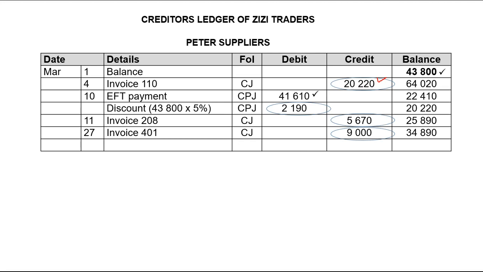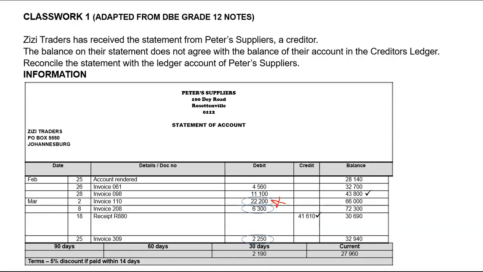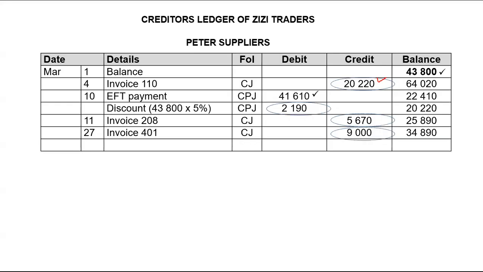And let me see what we have in our books. This is what actually we have in our books, right? I'm just going to check what they have in their books. And according to this, we don't have invoice, oh, we do, there it is. It's invoice 208. They recorded it as 6,300, meaning that they overstated what we owe them. They were supposed to record it as 5,670. So what we recorded here is correct.